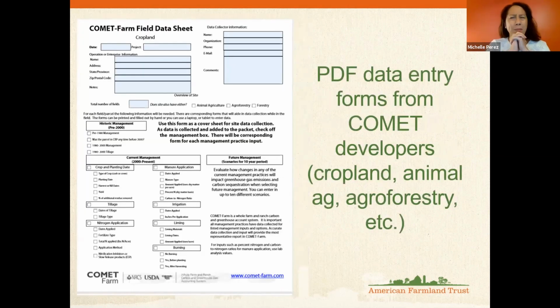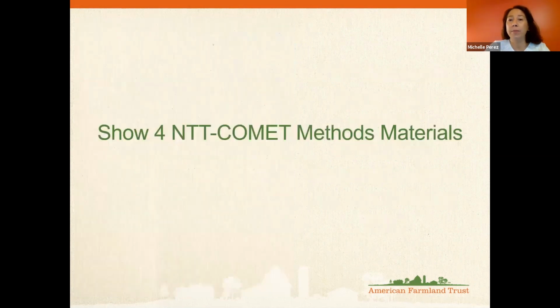I think it's something like 13 to 16 pages for the Comet Cropland tool. And if you're focused on animal ag analysis or agroforestry, there are other versions of this PDF tool. And so it's a lot to take in, right? And that's why we created a combined Excel-based questionnaire.